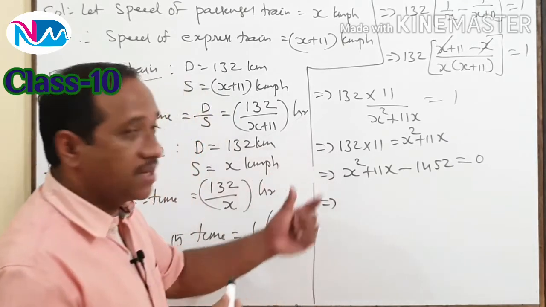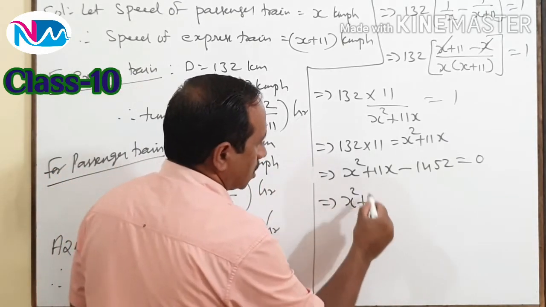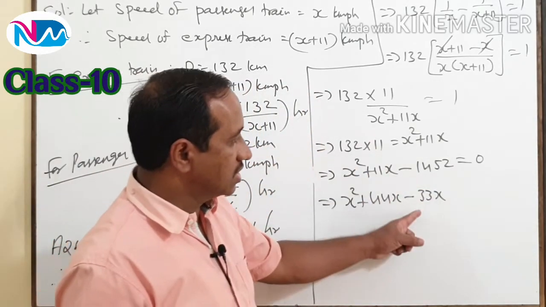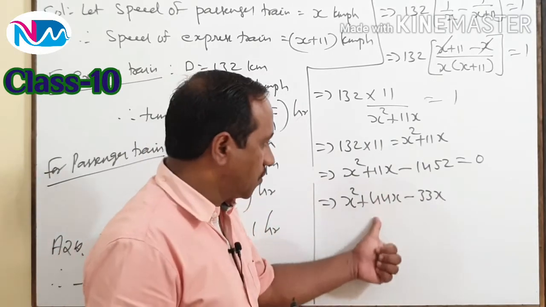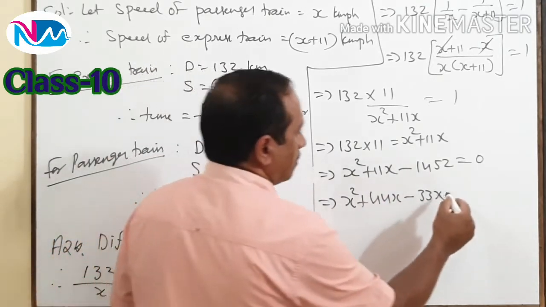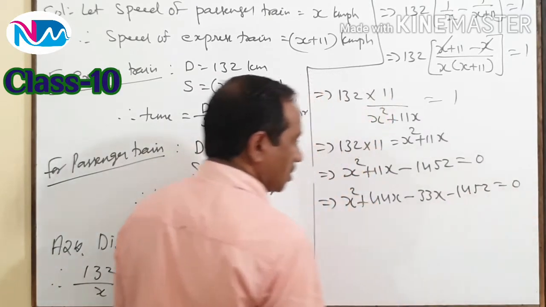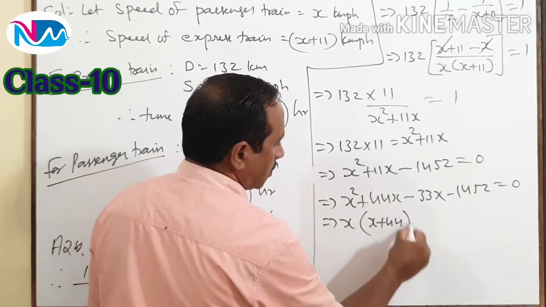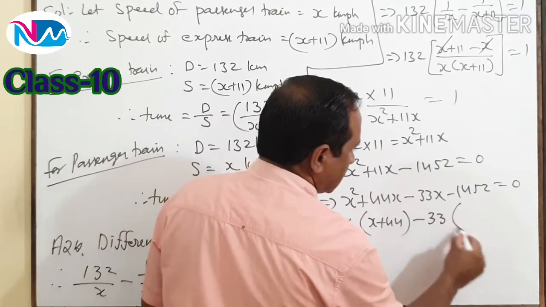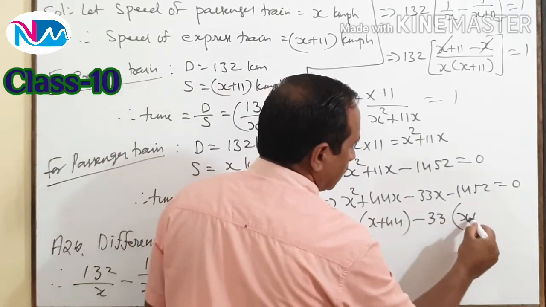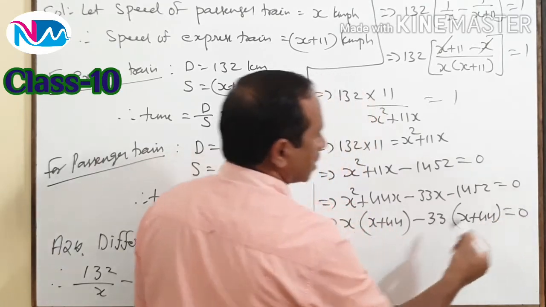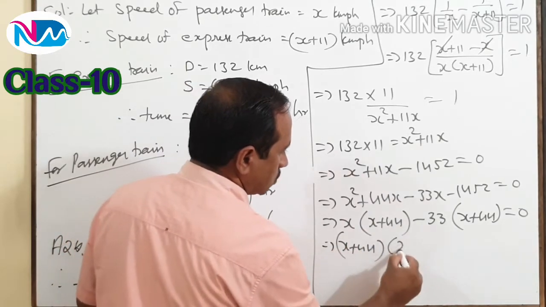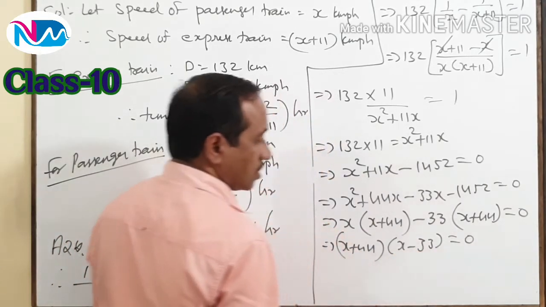So I can split the middle term as x square plus 44x minus 33x. 44 into 33 you will get 1452 and 44 minus 33 you will get 11, minus 1452 is equal to 0. From the first two I take x common, so x into x plus 44, and from the last two I take minus 33 common, so I will get x plus 44 common in the last two also. Now we have x plus 44 into x minus 33 is equal to 0.